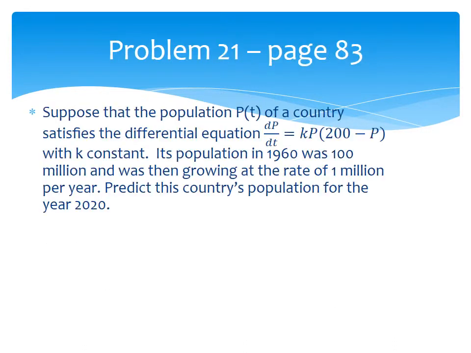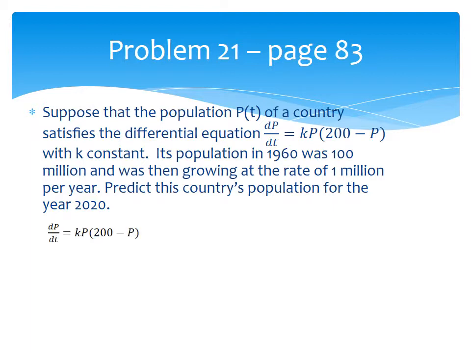Alright, so let's look at this population problem. It's problem 21 on page 83. It says, suppose that the population for a country satisfies the following differential equation, where k is a constant. If the population in 1960 was 100 million and was then growing at a rate of 1 million per year, predict the country's population in 2020.